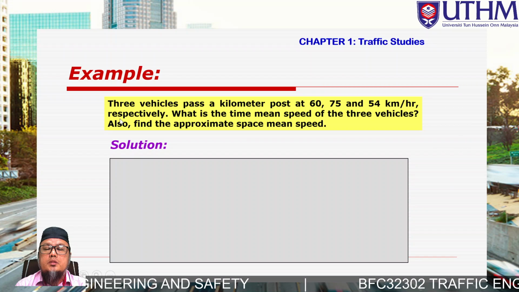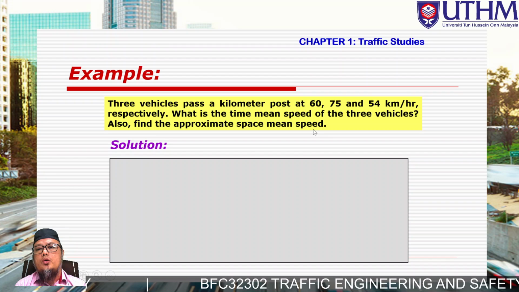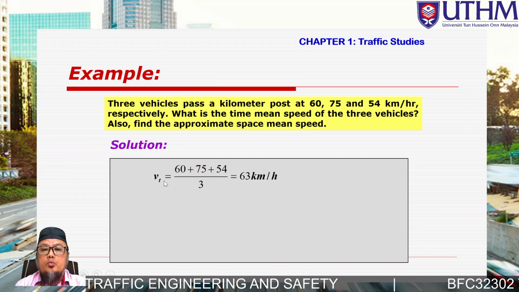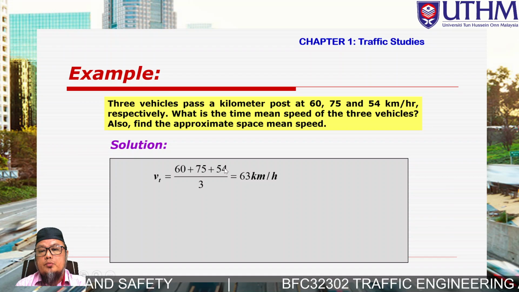What is the time mean speed of these three vehicles, and also find the approximate space mean speed. Okay, we're going to calculate both speeds. The first one is quite simple, very straightforward. We want to determine Vt, which is time mean speed. We just obtain the three samples and divide by the number of samples. So the individual speeds divided by the number of samples, and we obtain 63 km per hour.